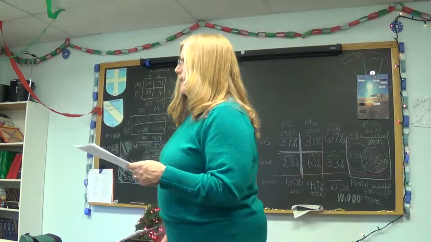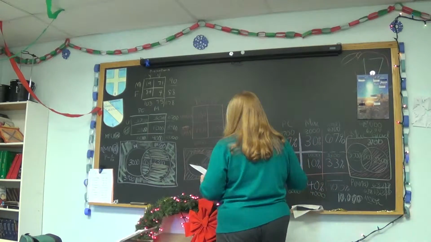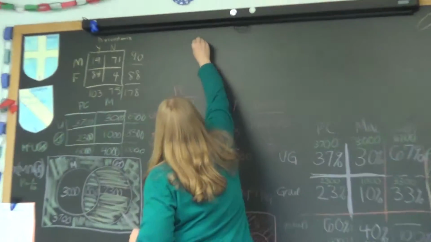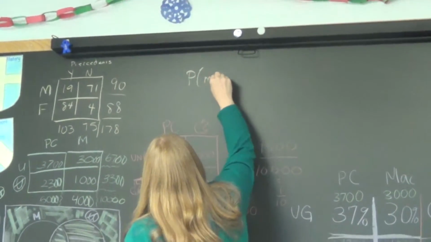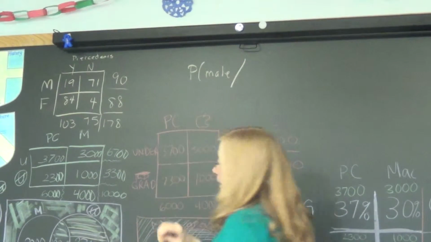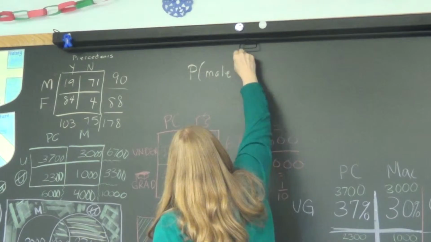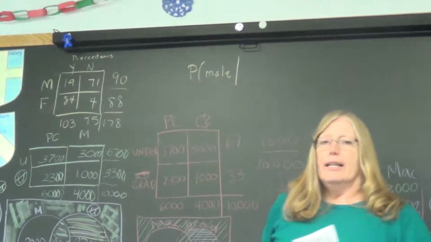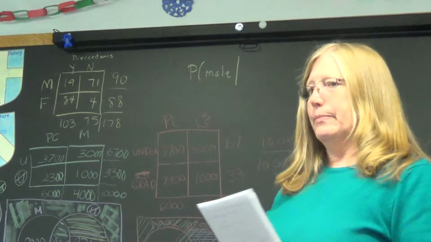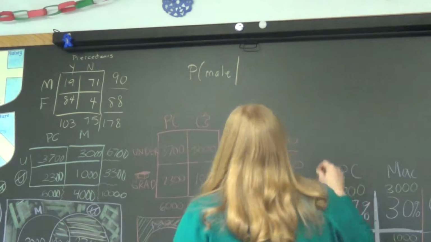All right. For example, this is where we can learn. What is the probability of a male, and this is a new symbol for you. I usually slant mine. I think the book makes it straight up and down. And that means given. So given pierced.